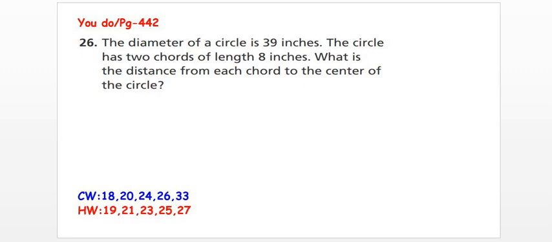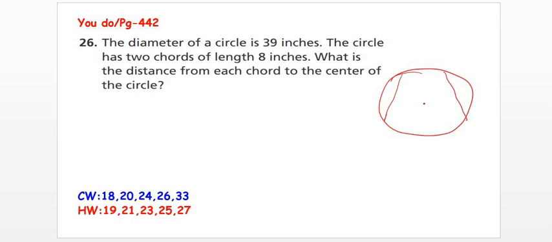Here is the next question. It says the diameter of a circle is 39 inches. The circle has two chords of length 8 inches. What is the distance from each chord to the center of the circle? Okay, so first of all, let's draw the diagram. We have a circle in which we have two chords, this one and another chord over here, and they have the same measurement. Like they said, these two chords have the same length. Let's name them.